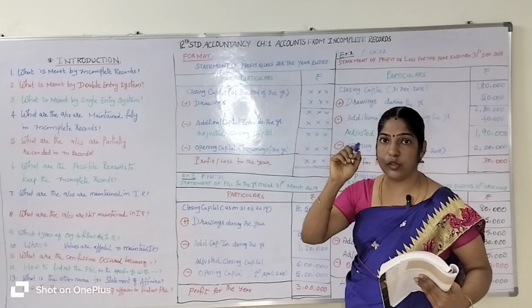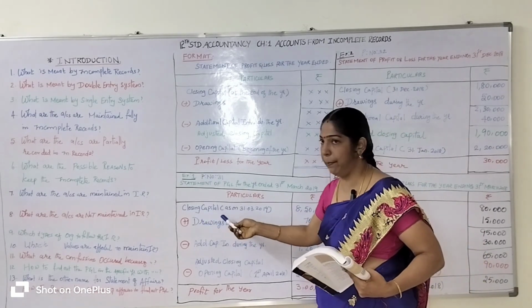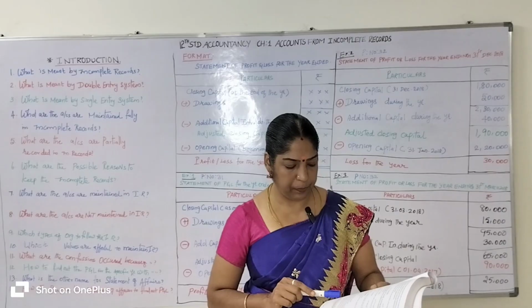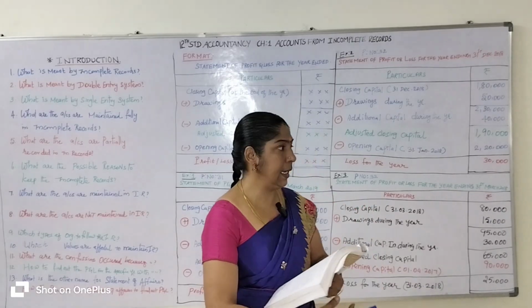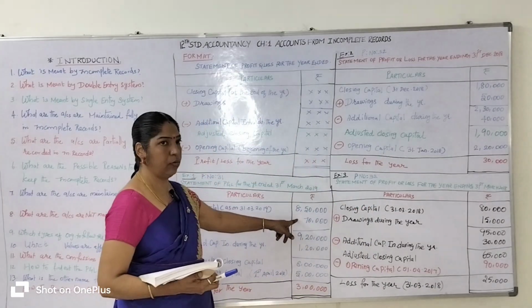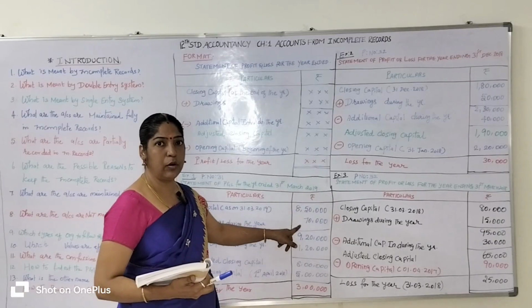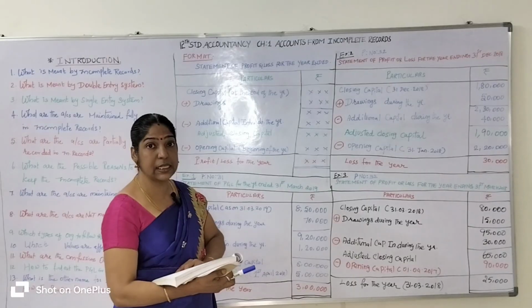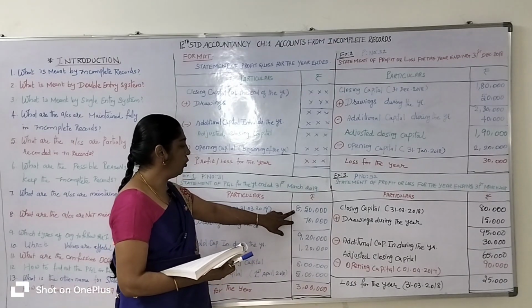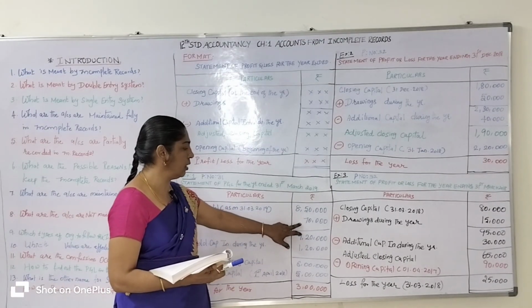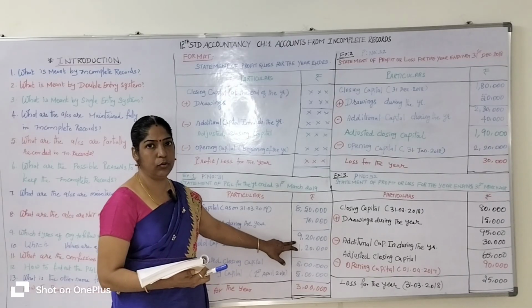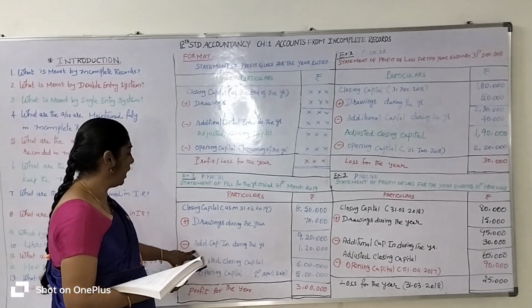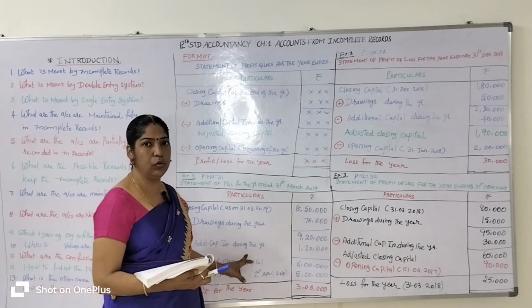Always you are going to start with closing capital. The closing capital date is also given here. Closing capital at the end of the year, how much? 8,50,000 rupees, entered. With the closing capital we are going to add drawings. The drawings amount is 70,000 rupees. So adding 8,50,000 rupees with 70,000, you will get 9,20,000 rupees.